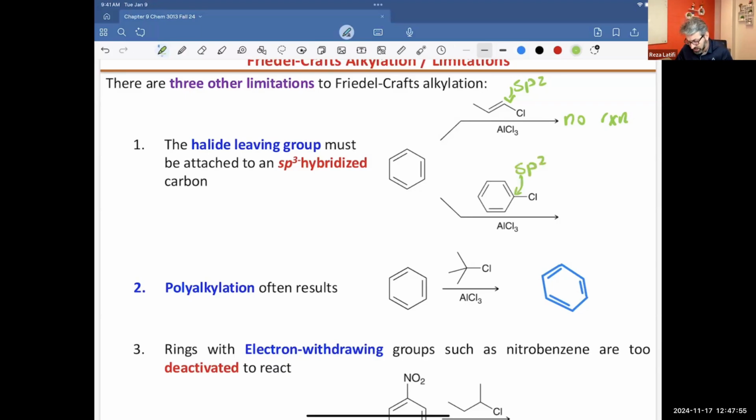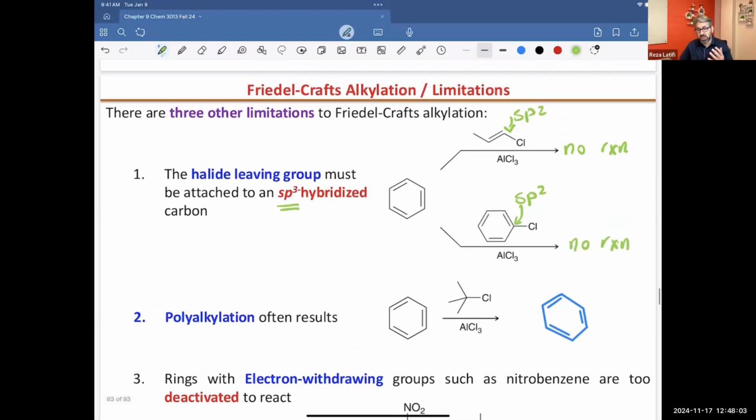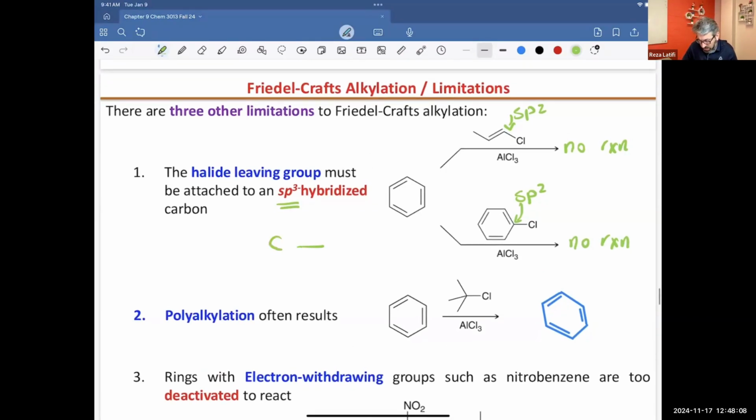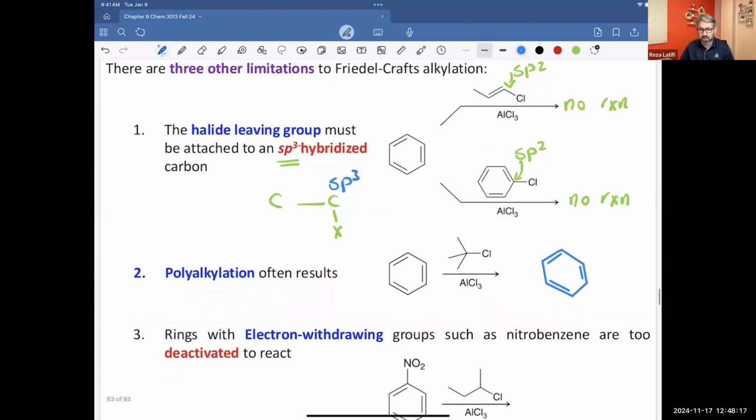Again, this reaction is not going to happen, so we say no reaction. Okay. So how about this? If you want to have a Friedel-Crafts alkylation reaction, the halide must be on a carbon that has sp3 hybridization. So wherever the halide is, that carbon must have sp3 hybridization.